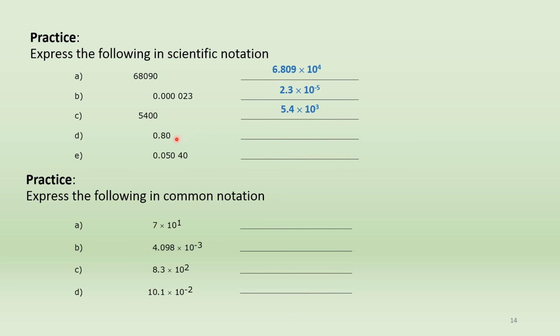Decimal 80 requires we move the decimal 1 place to the right. It'll be 10 to the minus 1. This 0 is significant because there's a decimal in the number, so it'll be 8.0 times 10 to the minus 1.